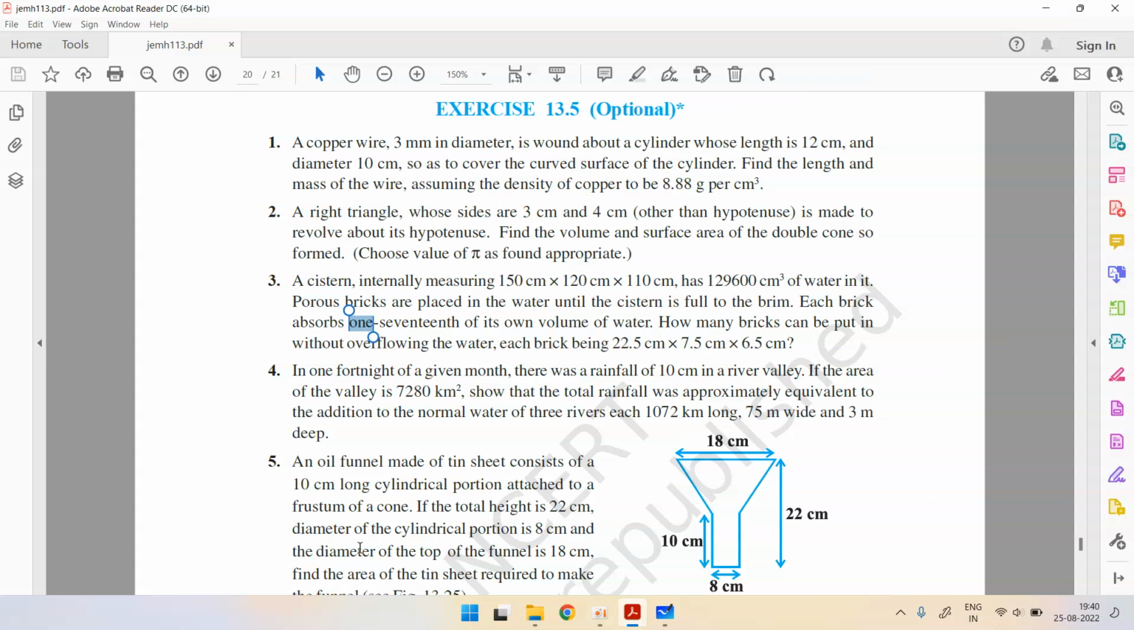Next question. In one fortnight of a given month, that is the 15th day, there was a rainfall of 10 centimeter in a river valley. If the area of the valley is this much kilometer square, then the total rainfall was approximately equivalent to the addition of normal water of the three rivers, each this long.